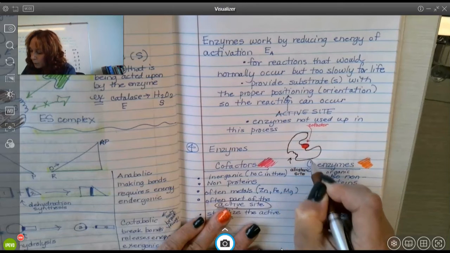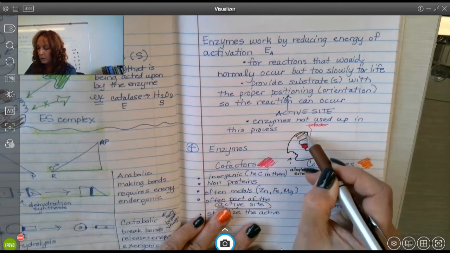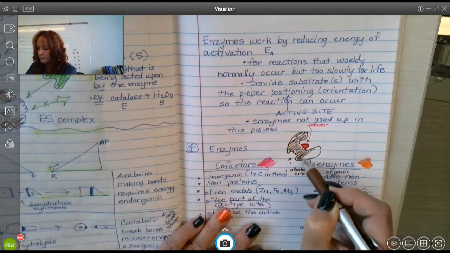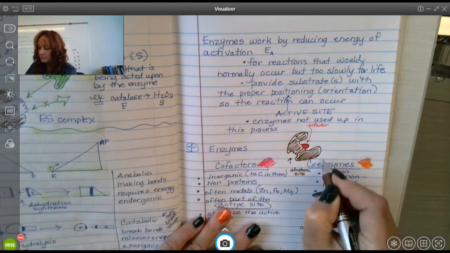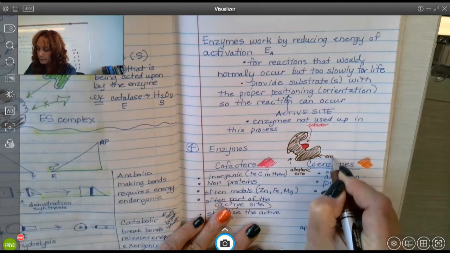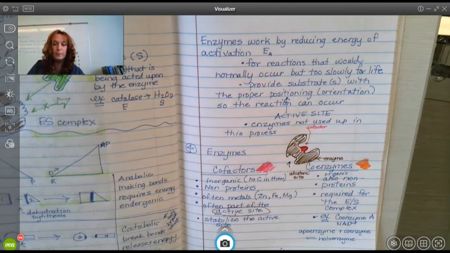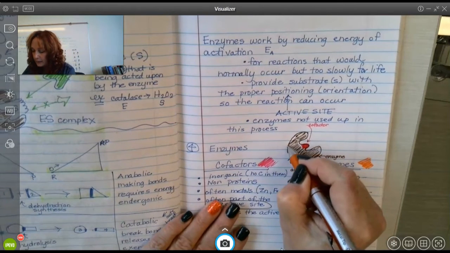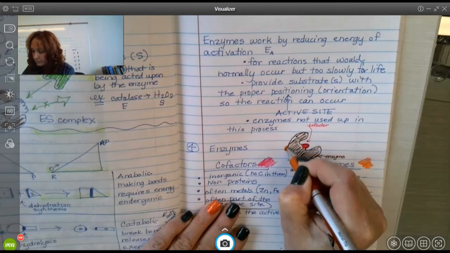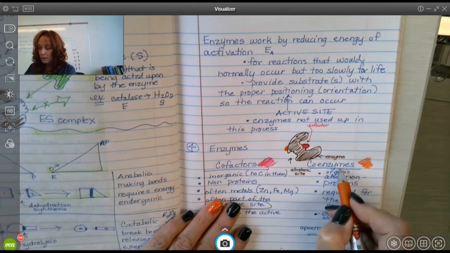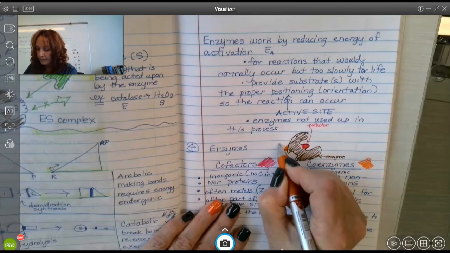So I'm going to keep going with my enzyme. I'll go ahead, color it in. And then I need to put that prosthetic piece that's required, that's a coenzyme.